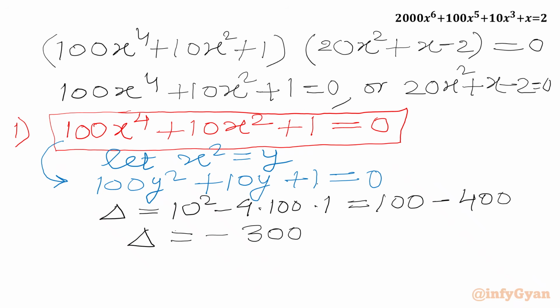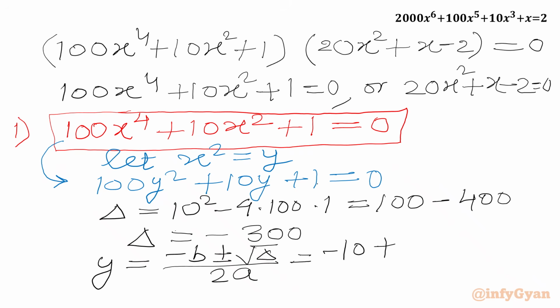Now I will write here our roots, which is in y. So y will become minus b plus minus square root of delta over 2 times a. So as per our equation, b is 10. So we'll write minus 10 plus minus square root of minus 300 over 2 times 100. So we can write 200.